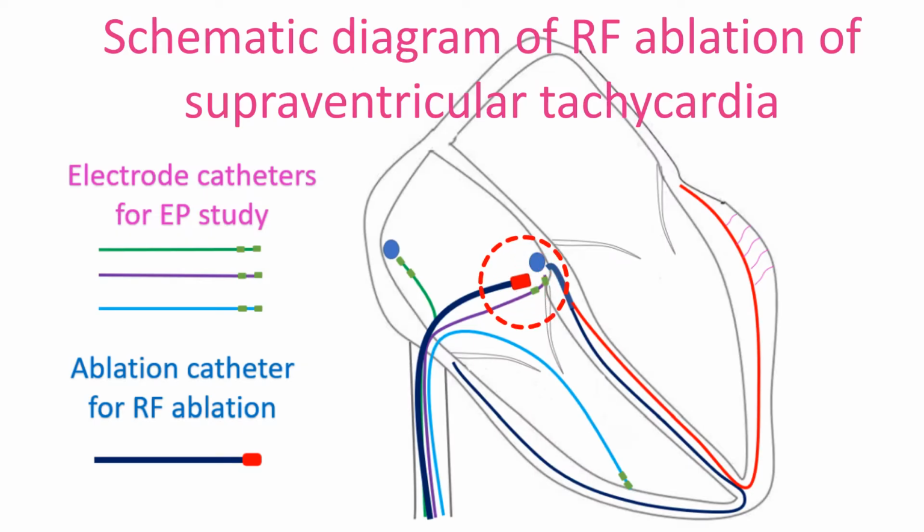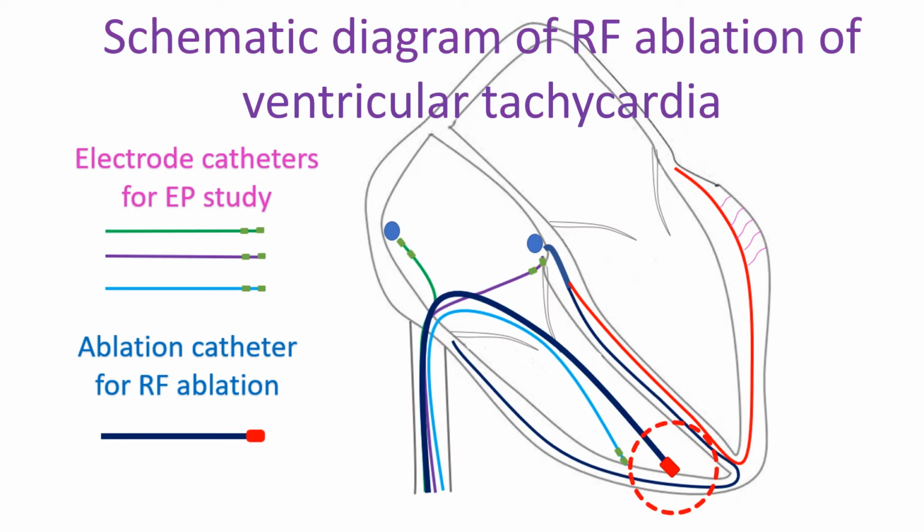The commonest type of heart rhythm abnormality for which RF ablation is done is a fast, regular rhythm originating from the upper part of the heart known as supraventricular tachycardia, SVT. RF ablation for supraventricular tachycardia can claim about 95% success rates and low chance of recurrence after the procedure.